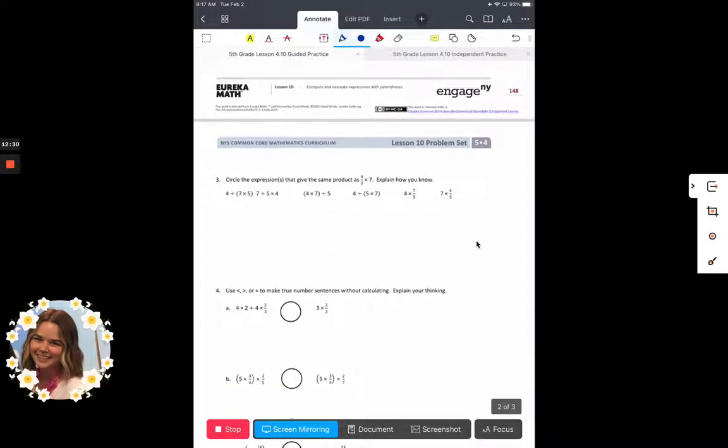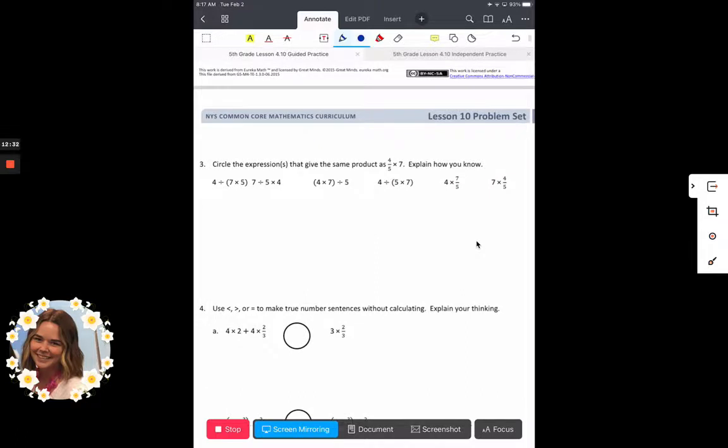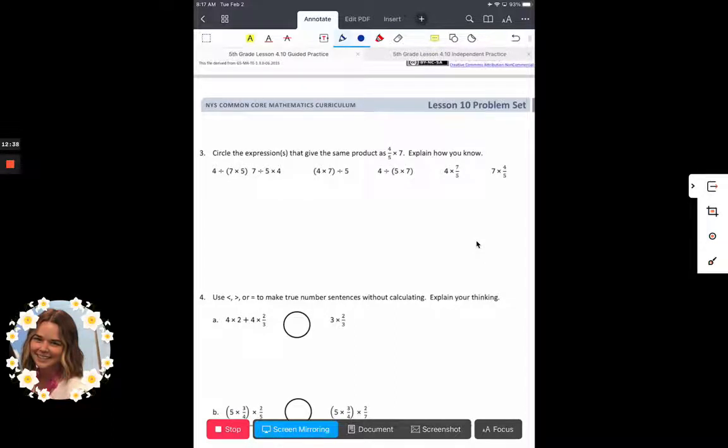Alrighty, so let's take a look at number 3. So number 3 says to circle the expressions that give the same product as 4/5 times 7, and then to explain how we know this. So first we need to figure out what the product of 4/5 times 7 is. So I'm going to solve that up at the top. So this becomes 4/5 times 7 over 1, or 4 times 7 over 5. We're left with 28/5. So I'm going to leave it as 28/5.